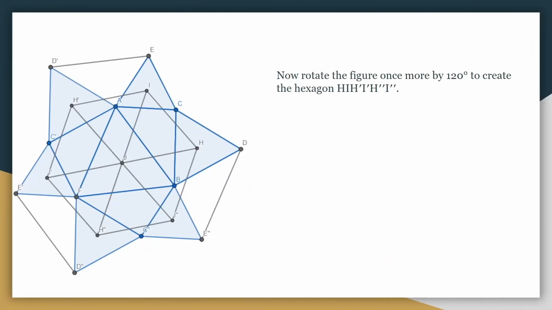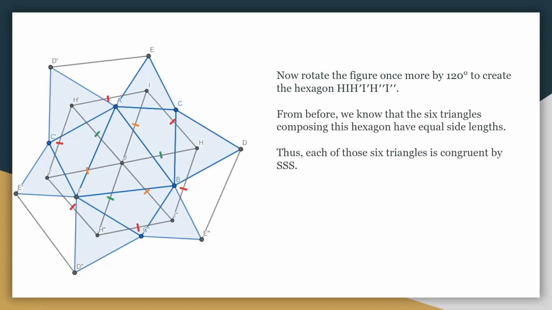Now let's rotate the whole figure once more by 120 degrees. Connecting points H and I with their rotated copies gives us the hexagon HI, H'I', H''I''. From before, we know that the sides of this hexagon have equal length, and the six triangles composing it which meet at point J have equal side lengths. Each of these triangles must then be congruent by the side-side-side criteria. We also know that the angles around point J sum to 360 degrees.